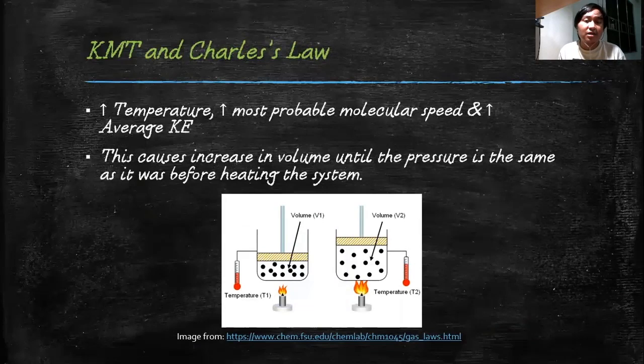How does it explain Charles' law? So let's say we have an initial volume and temperature. If we increase the temperature of the system, it will increase the most probable molecular speed and average kinetic energy of molecules, thus increasing the number of collisions in the system. That phenomenon will cause an increase in volume until the pressure is the same as it was before heating the system.